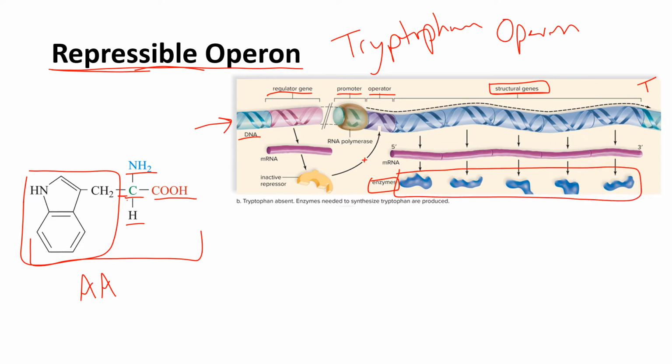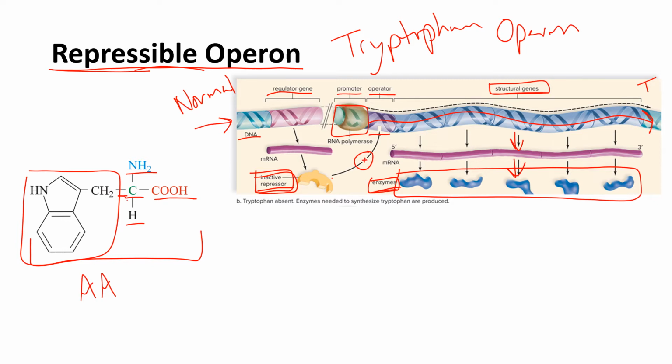And because most cells, especially bacterial cells, need a constant supply of tryptophan, the normal situation for this operon is that the repressor is inactive. So the normal situation is that the repressor is inactive, so it is not bound to the operator. So then the RNA polymerase is able to bind the promoter, slide along the DNA, transcribe all those genes. Those genes get translated into the proteins, the enzymes, and then those enzymes are producing tryptophan that the cell needs.